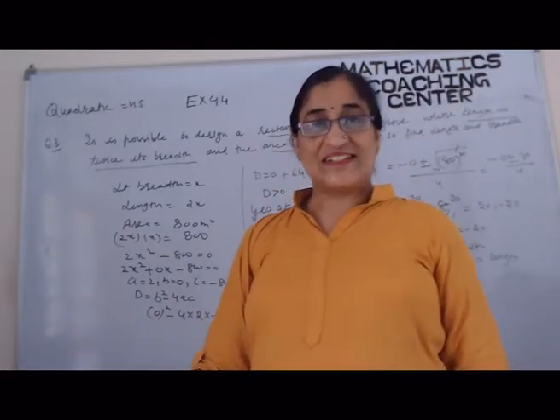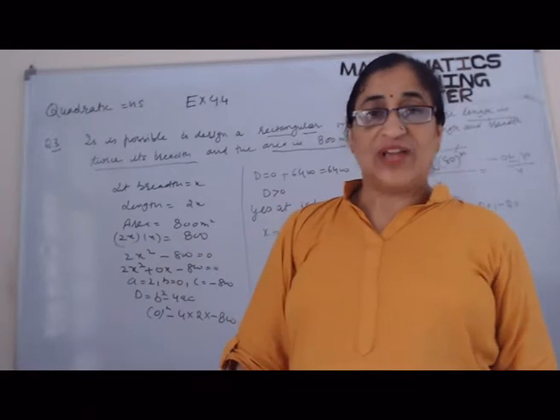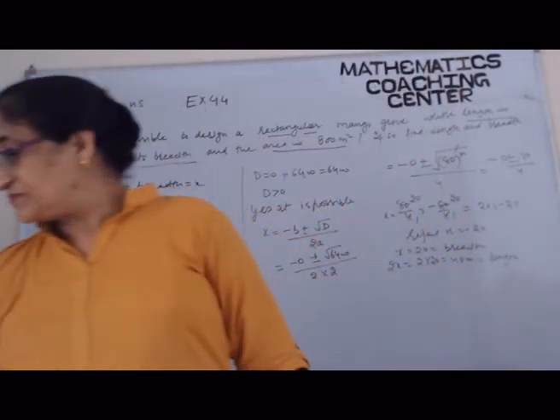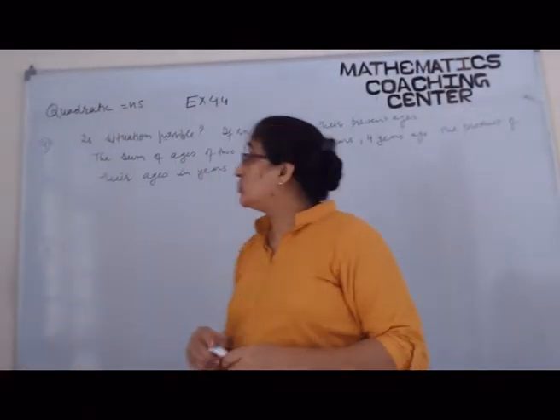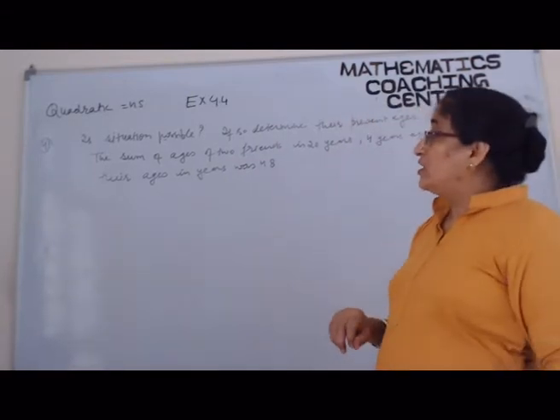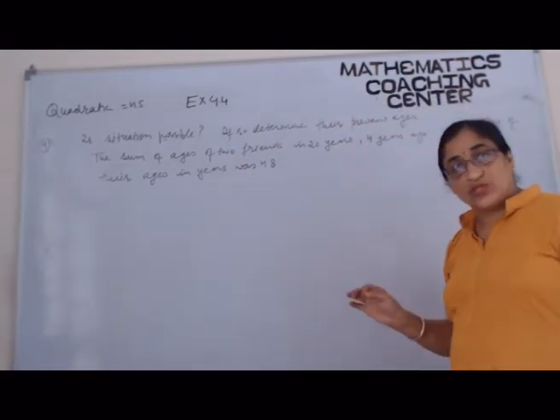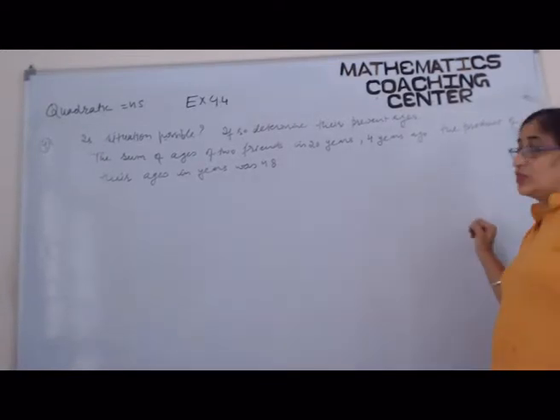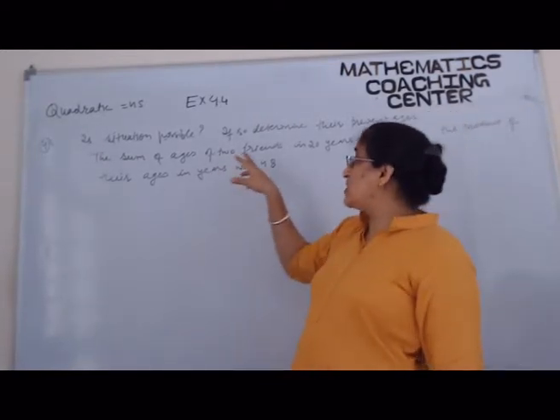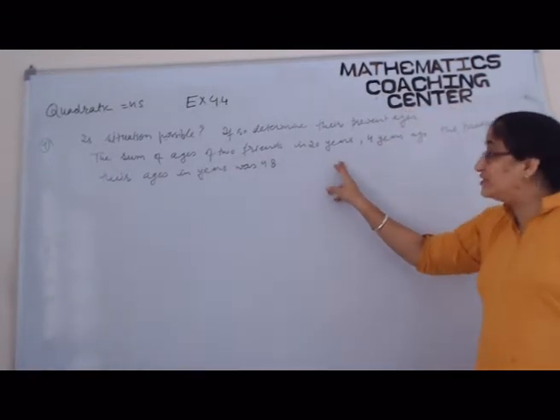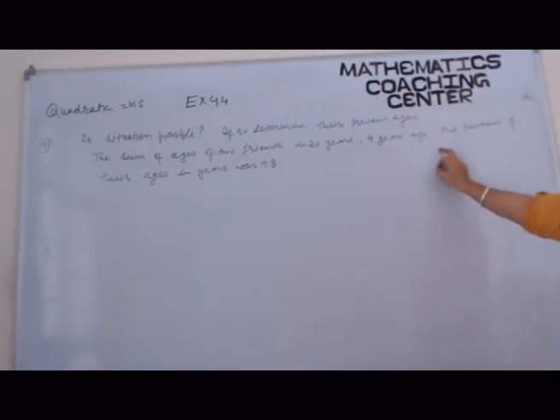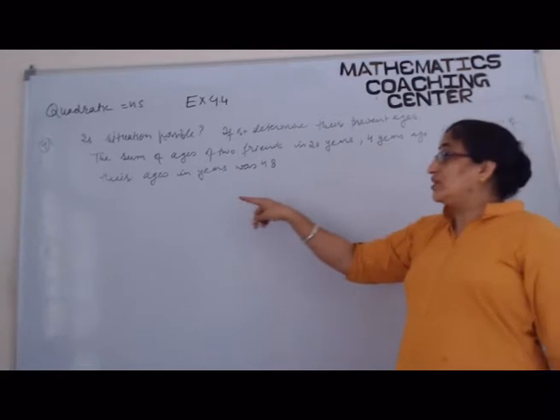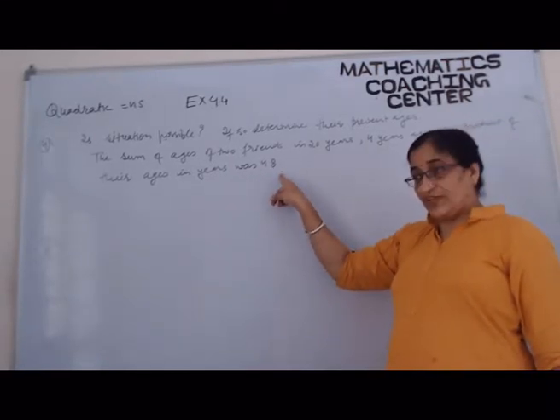I think you understand this question. Now we have to do the next question, question number 4. Is this situation possible? If so, determine their present ages. Now our question is: the sum of ages of two friends is 20 years. 4 years ago, the product of their ages in years was 48.